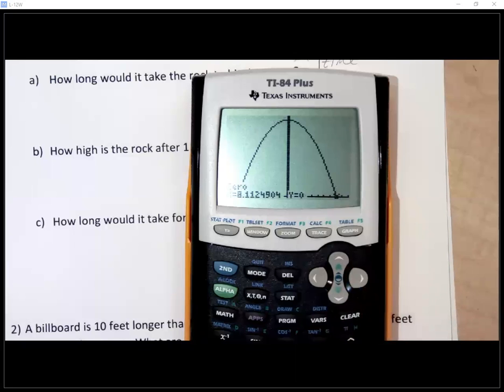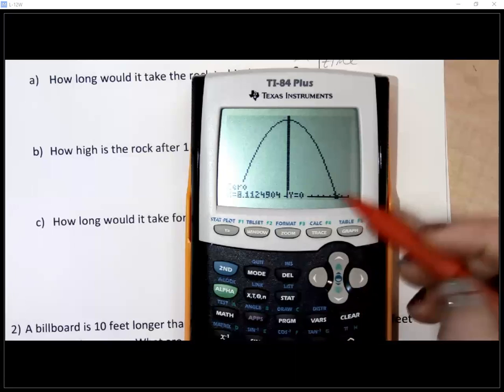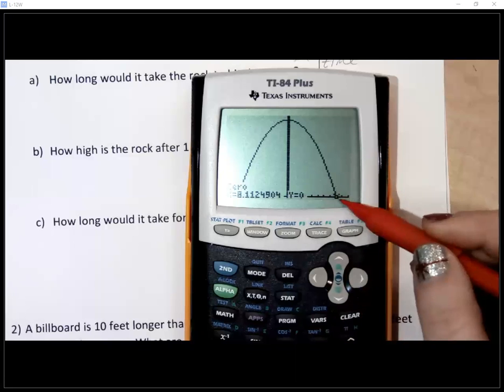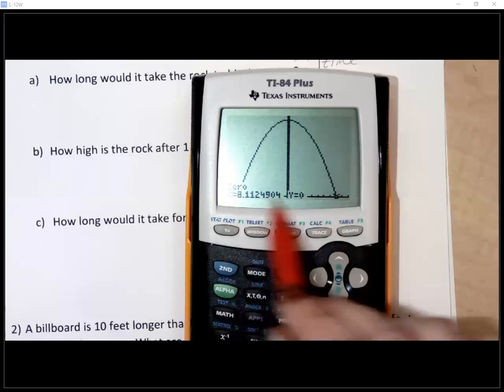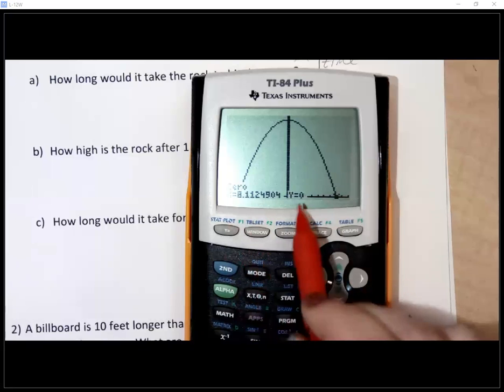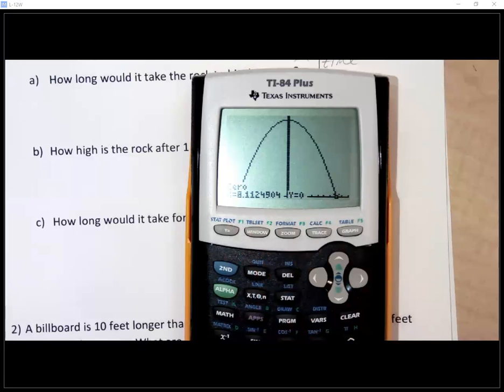By the way, if you can't see where the blinky guy is going because he's hiding between the numbers, you can follow him. It'll give you his coordinates the whole time. So if you're not quite sure, I know I needed that Y to go a little bit to the right.